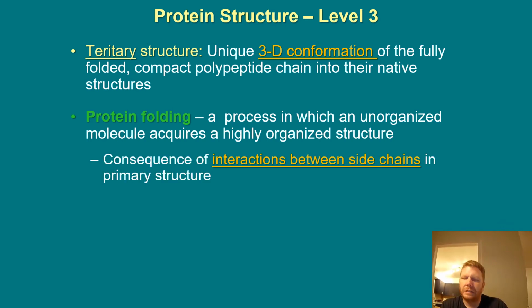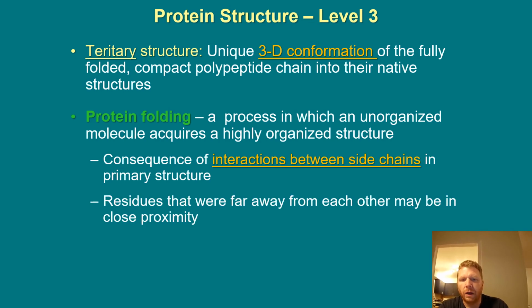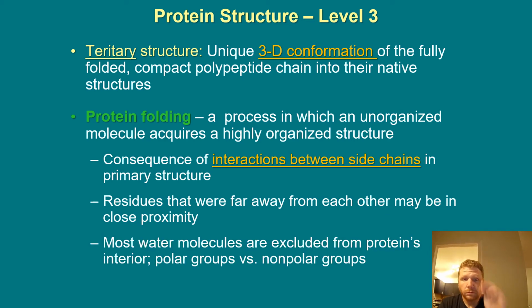Now, how is that dictated? Well, it's dictated by interactions between side chains, or R groups, of these amino acids. Now, residues that were very far away from one another may now be in very close proximity. So if we look at, here, this end right here is my N termini, this end right here is my C termini. Whenever it's folded up into its globular structure, now all of a sudden a residue on my N termini is right next to a residue on my C termini. How about that? They're right next to each other.